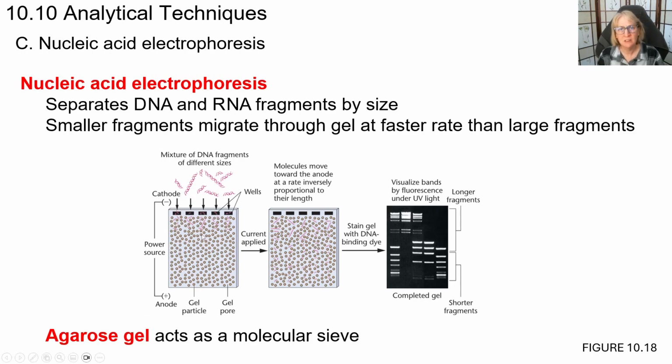It runs electricity through the process, and when it does that, the agarose itself acts as a molecular sieve because electricity causes the DNA or RNA molecule to wiggle.